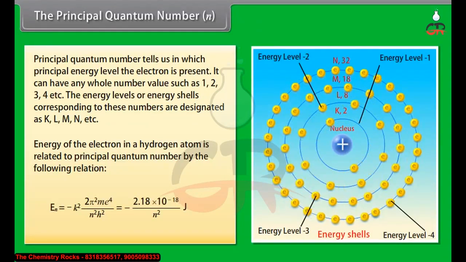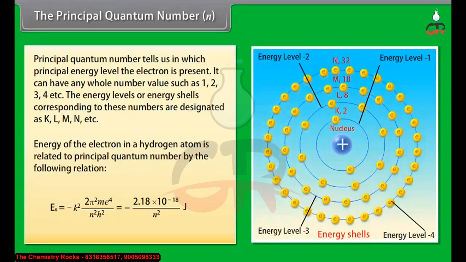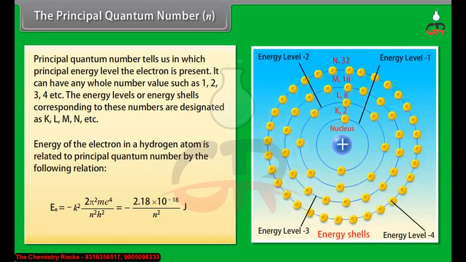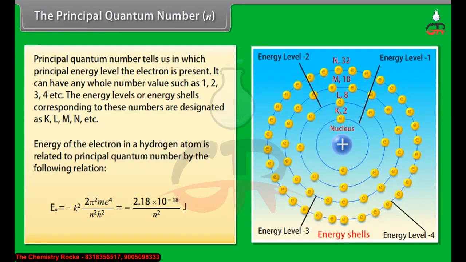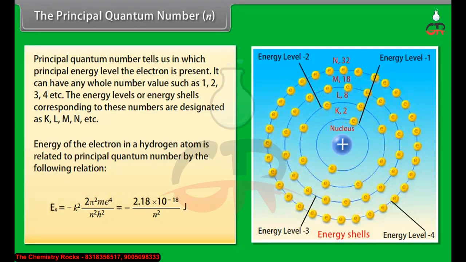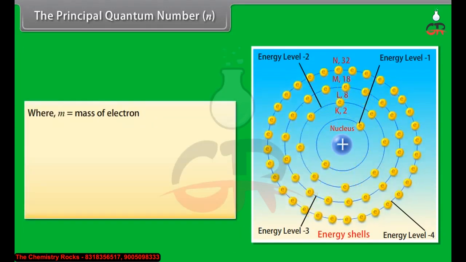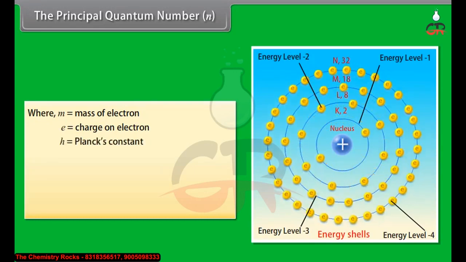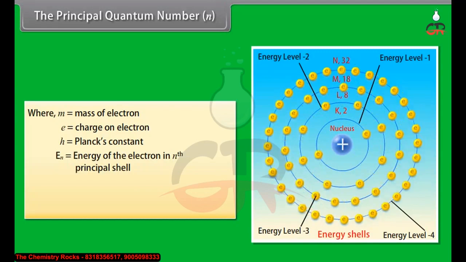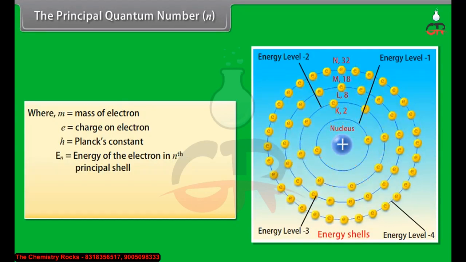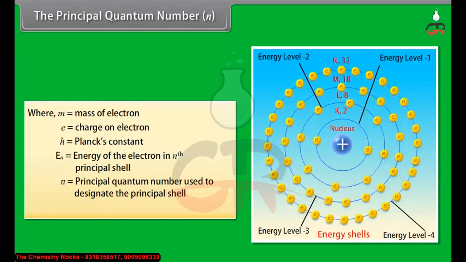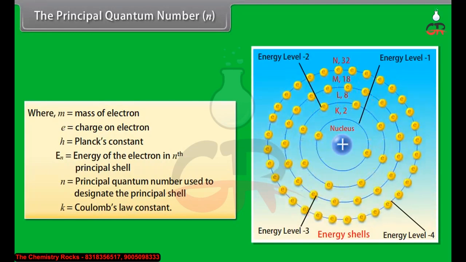En = −k² · 2π² · m · e⁴ / (n² h²) = −2.18 × 10^-18 / n² joule, where m is the mass of the electron, e is the charge on the electron, h is Planck's constant, En is the energy of the electron in the nth principal shell, n is the principal quantum number used to designate the principal shell, and k is Coulomb's law constant.